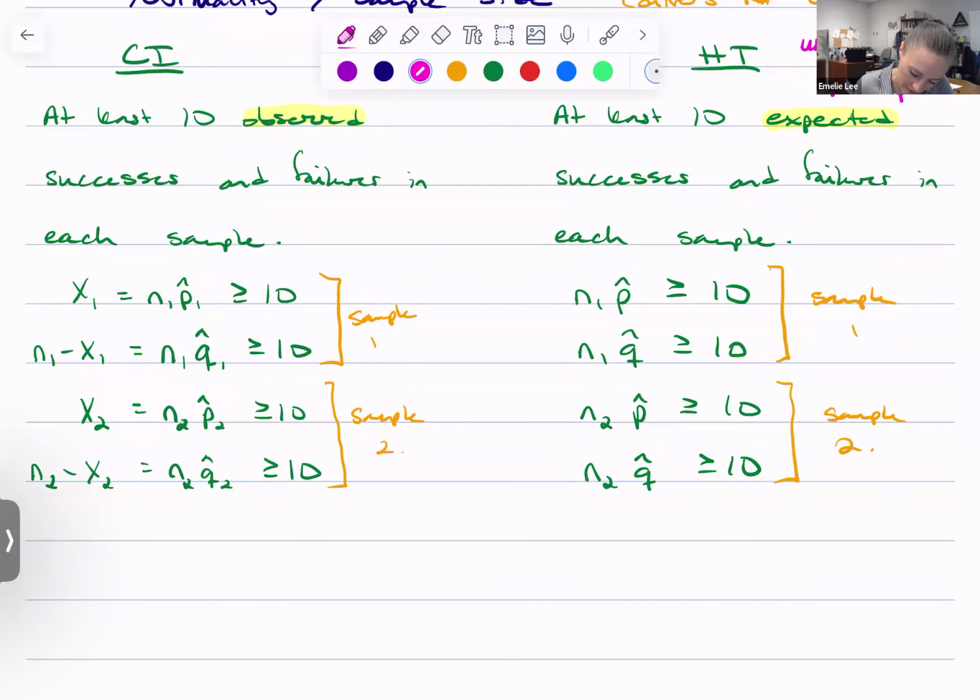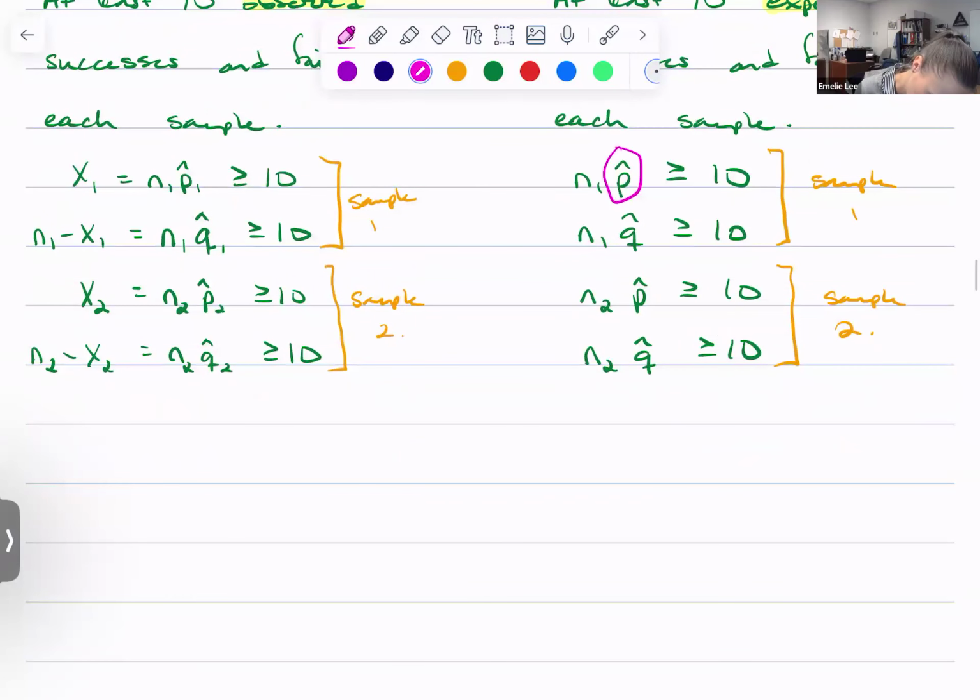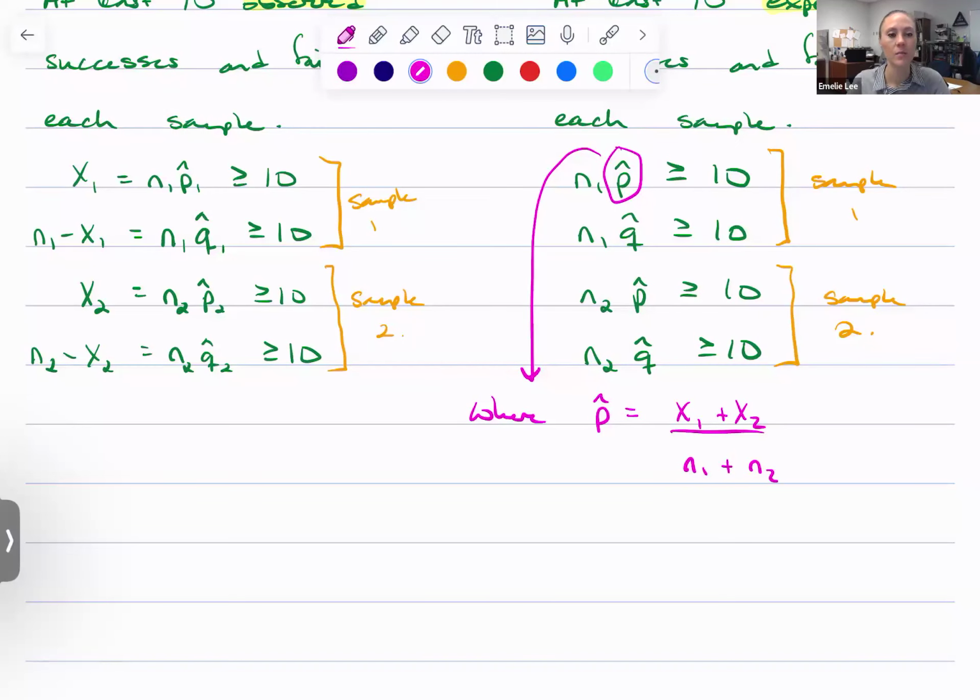Okay. And I'll say here, where P hat is x1 plus x2 over n1 plus n2. Most simply, right? If you have the number of successes in each group. And of course, Q hat is 1 minus P hat.